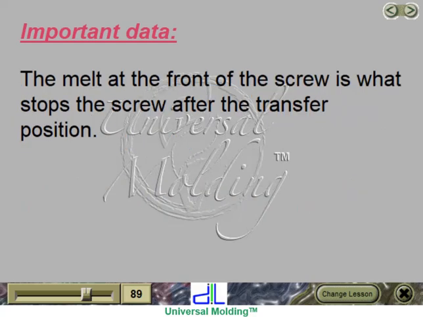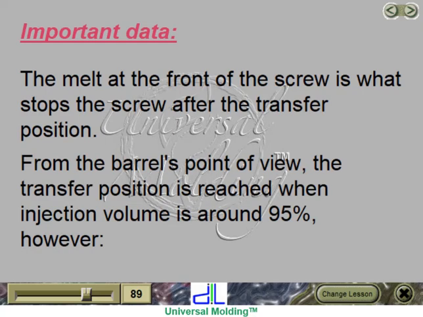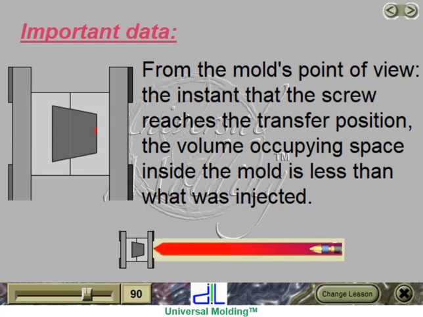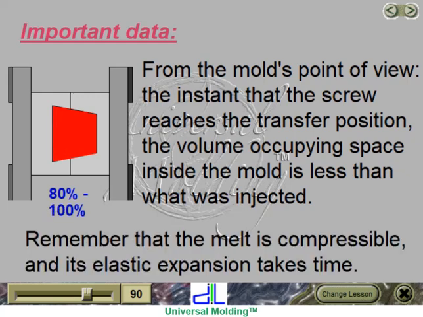The melt at the front of the screw is what stops the screw after the transfer position. From the barrel's point of view, the transfer position is reached when injection volume is around 95%. However, from the mold's point of view, the instant that the screw reaches the transfer position, the volume occupying space inside the mold is less than what was injected. Remember that the melt is compressible and its elastic expansion takes time.